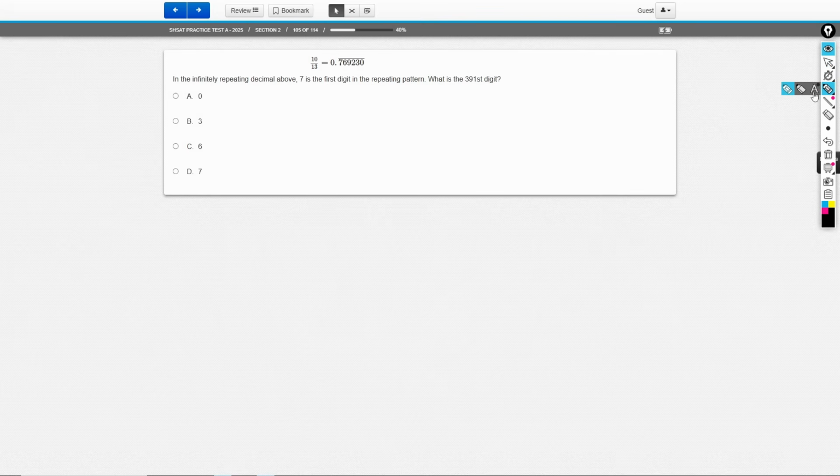All right. Over here it says, in the infinitely repeating decimal above, 7 is the first digit in the repeating pattern. What is the 391st digit? So a problem like this will have to deal with remainders. In other words, we know that when you divide 10 by 13, you get a repeating decimal. So this decimal goes 0.769230, and then it starts over.